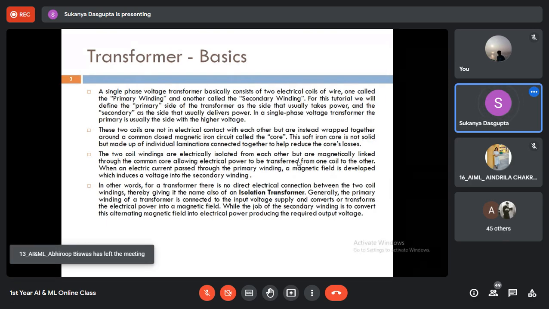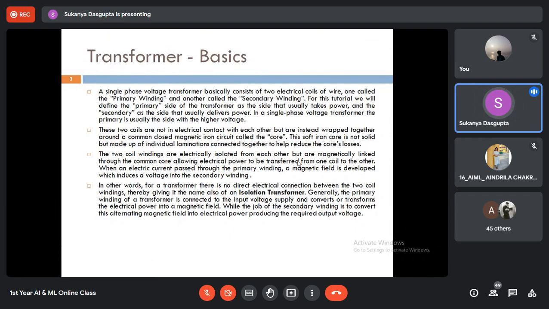When an electric current is passed through the primary winding, a magnetic field is developed, which, by Faraday's laws of electromagnetic induction, induces a voltage into the secondary winding depending upon mutual induction. So, what is the overview of this transformer basics?